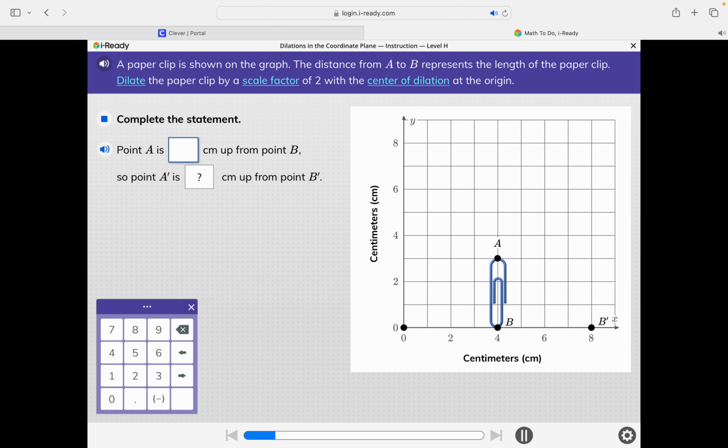You can use point B prime to find point A prime. Now let's complete the statement. Point A is how many centimeters away? 3. 0, 1, 2, 3, right? Point A is 3 centimeters up from point B. So point A prime is 3 times 2, which is 6 centimeters up from B prime. B prime is here, and A prime will be somewhere above it.